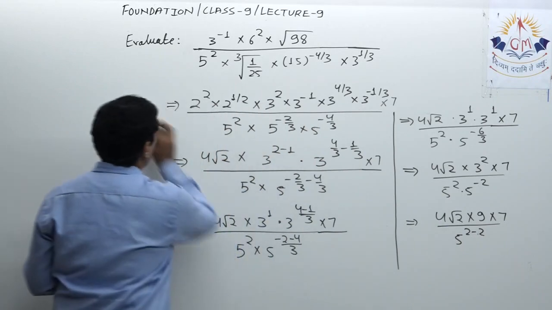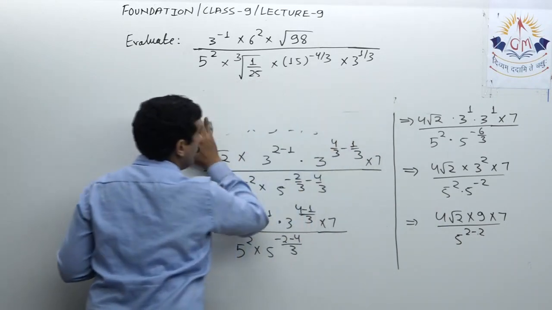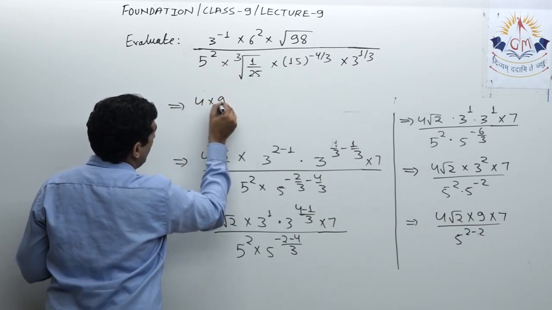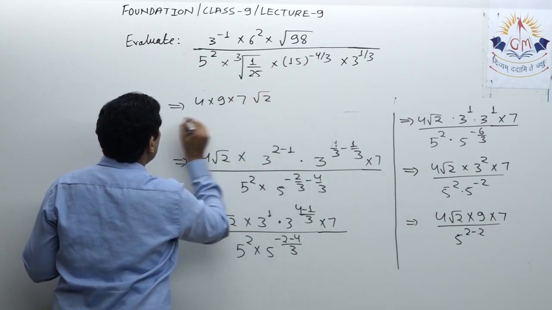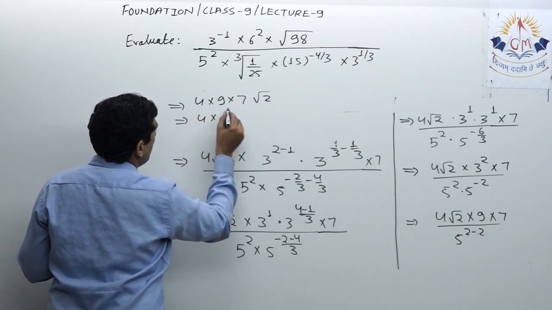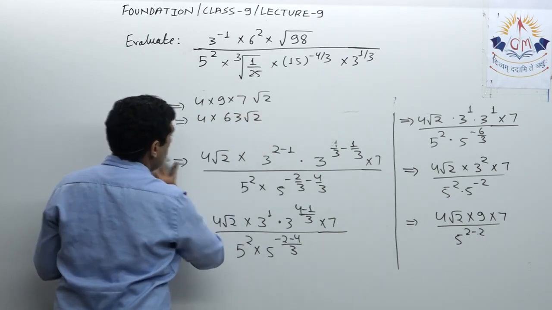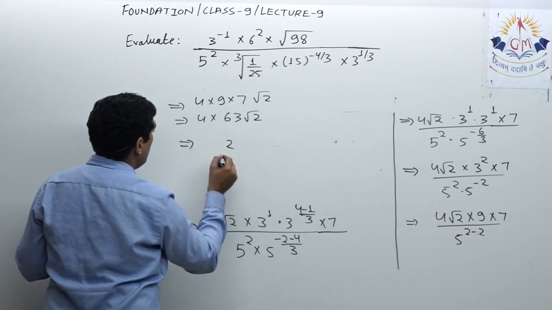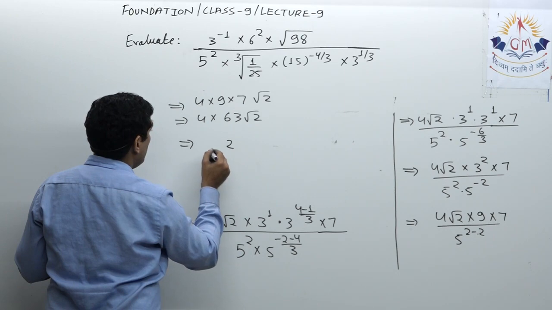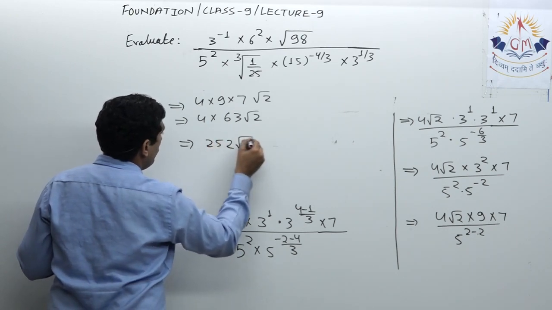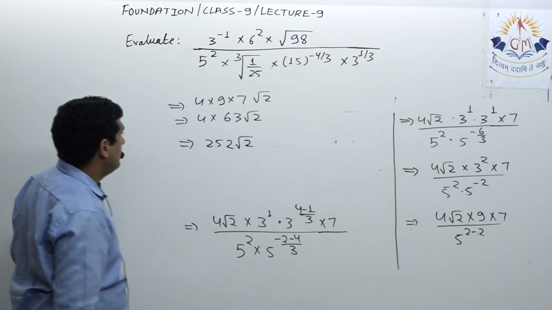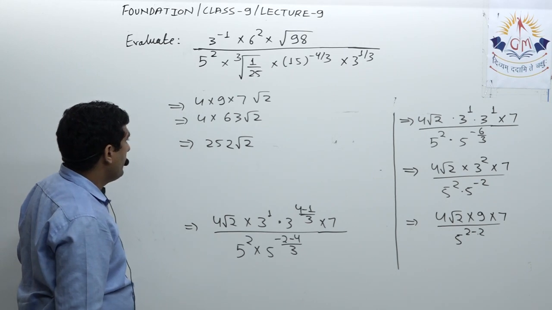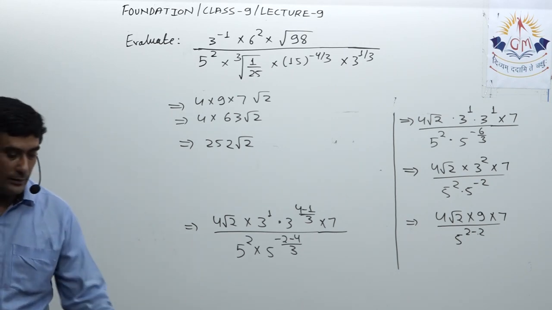Okay, now we are almost near to the solution. So the final answer is 4 into 9 into 7 root 2, 4 into 63 root 2. So the final answer will be 252 root 2. Okay, so please note it down, then we'll see the next question.